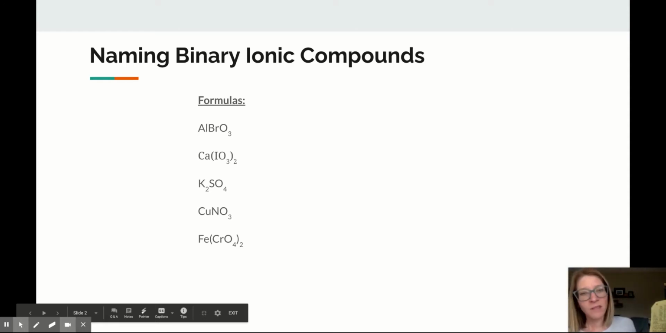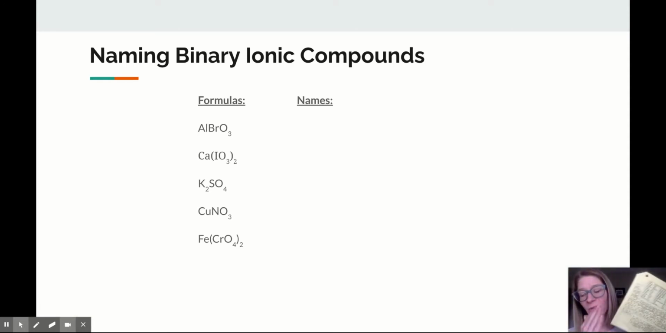All right, so if we have these formulas, again, you will have a word for the positive ion and a word for the negative ion. So Al, we know, is our first ion, so that is aluminum, which means BrO3, that whole second part, has to be the second name. So then up here, you would look for BrO3. BrO3 is bromate, so this compound would be aluminum bromate.